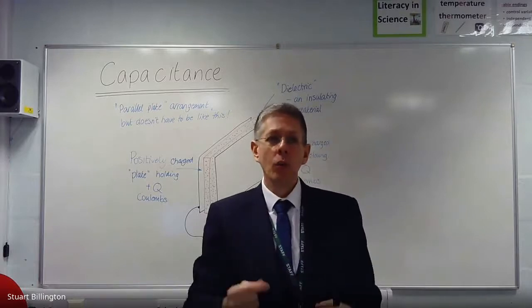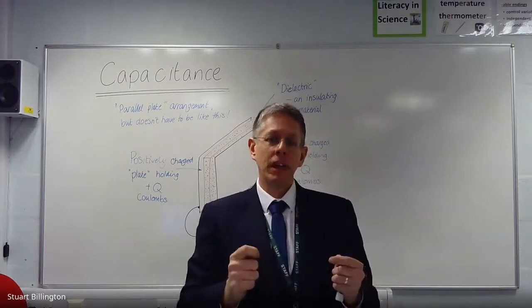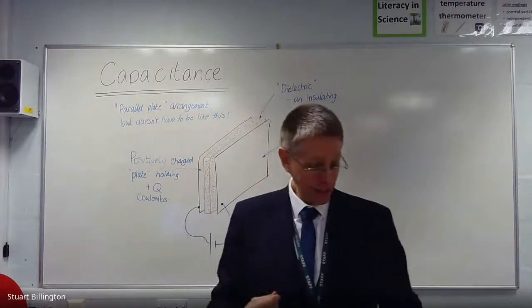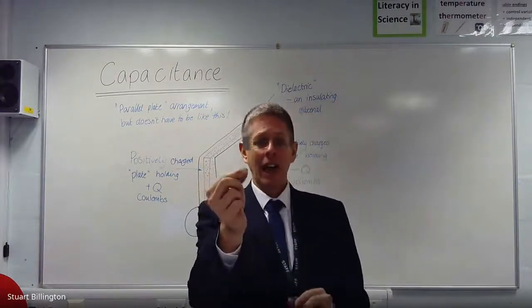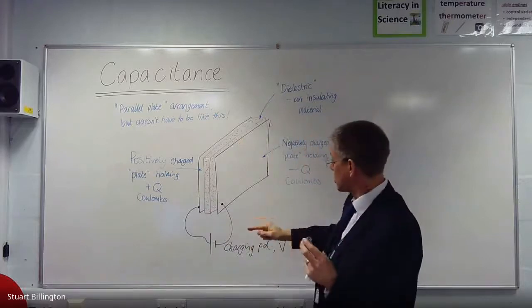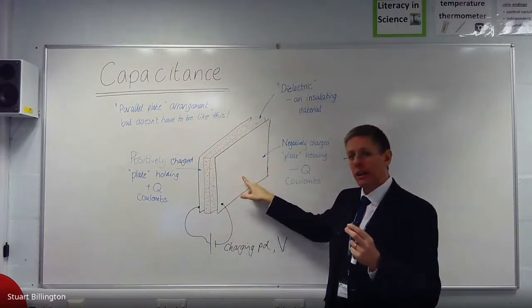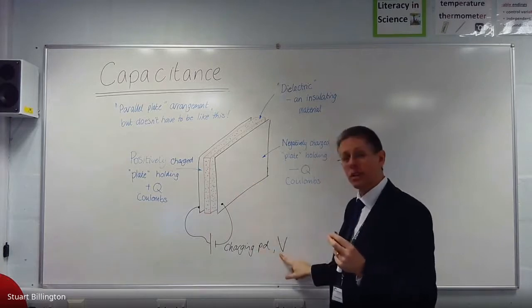And therefore, we need to, in our head, accept that there needs to be a division between the manufactured object and the amount of charge that's actually on it, because that will vary depending on the potential difference.